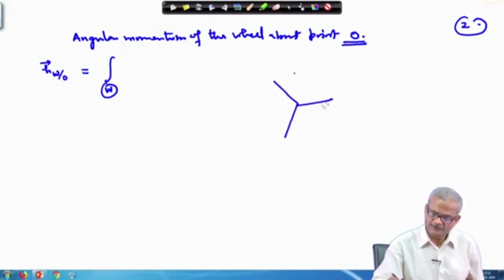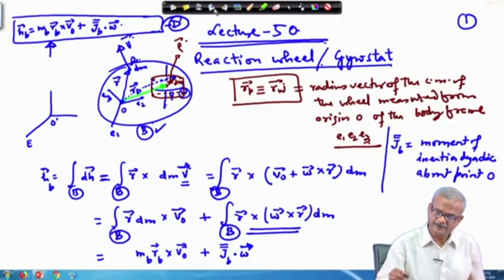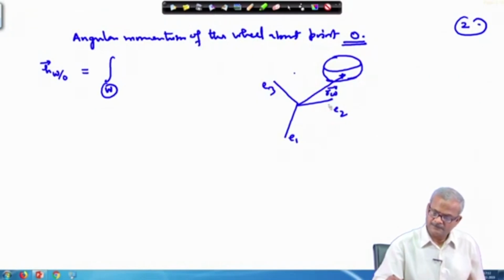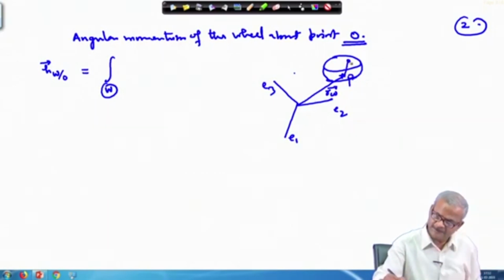So, this is your body frame E 1, E 2 and E 3, and somewhere your wheel is there. From the origin to the center of mass of the wheel, you have the radius vector r wheel, or r p. Okay. This is the point P. Okay. And then any elementary mass we are taking up here in this place, and to this the radius vector is rho.